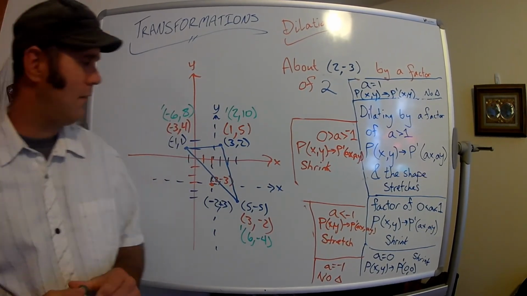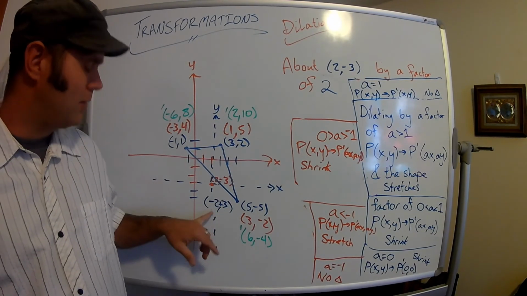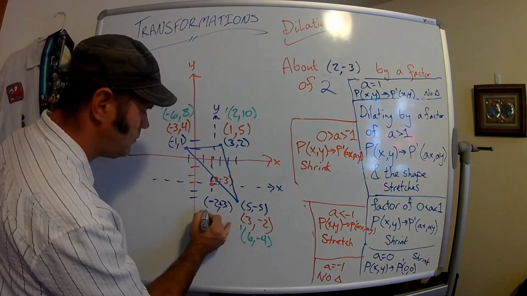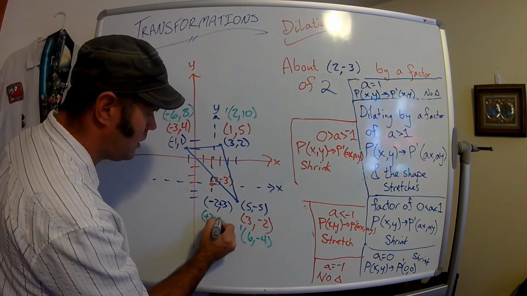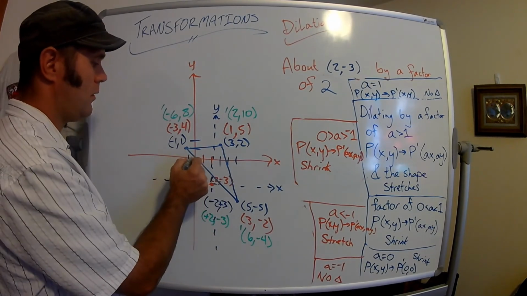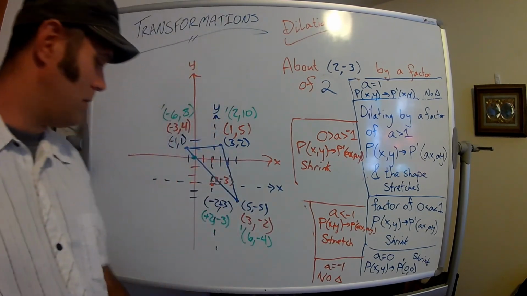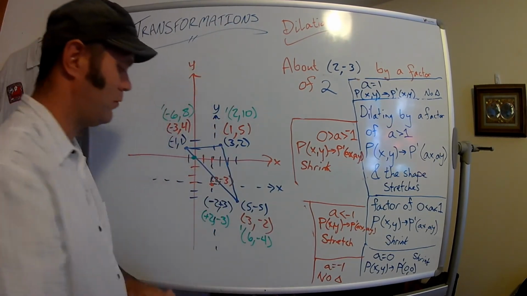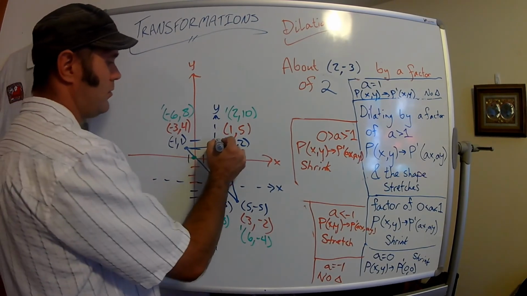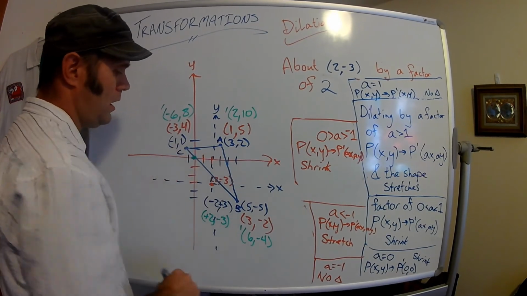Okay, but then we have to shift it back. We subtracted 2 and added 3, so now we need to add 2 and subtract 3 to get back to our original origin. So we're going to add 2 to x and subtract 3 from y.